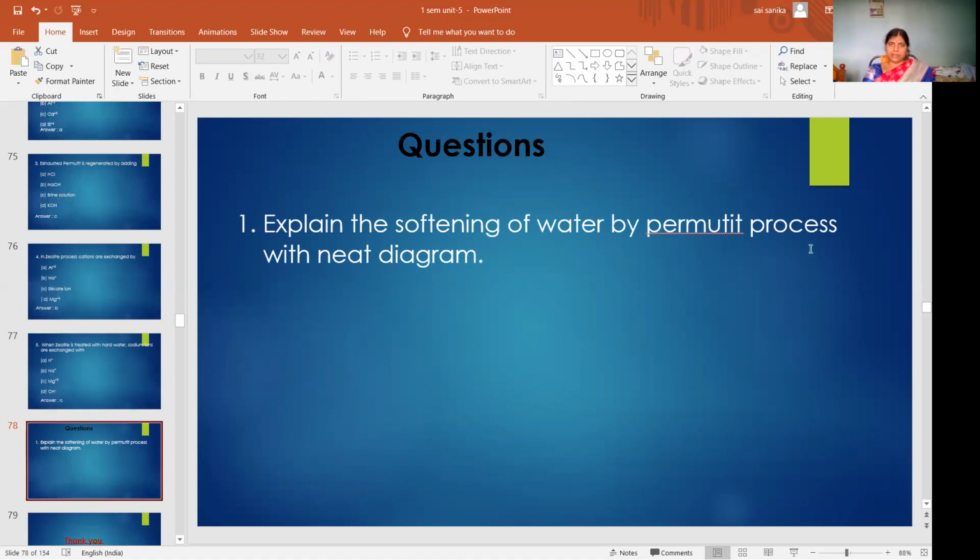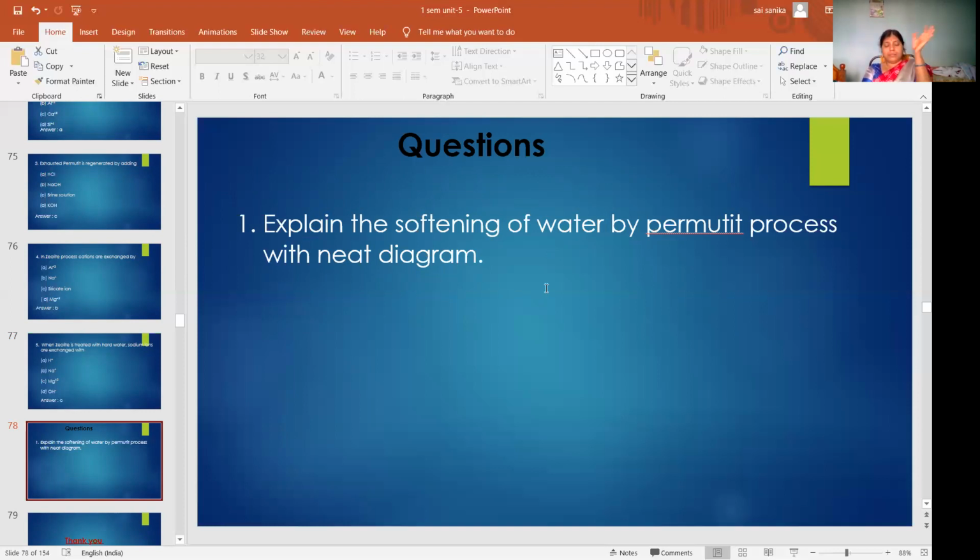So only one question, that is, explain the softening of water by the permutit process with a neat diagram. That is a 5 marks question. So you have to write the equations, draw the diagram, and explain the whole process. Very simple. You have to keep in mind the diagram and the equations.